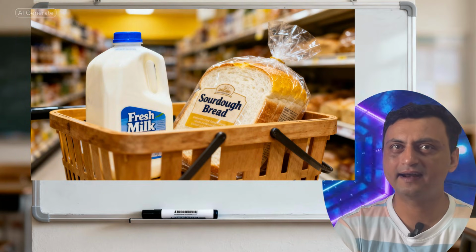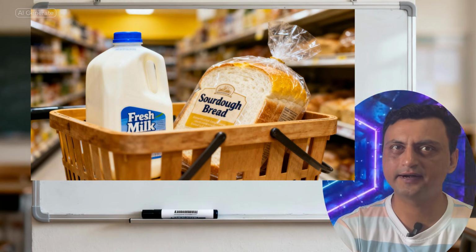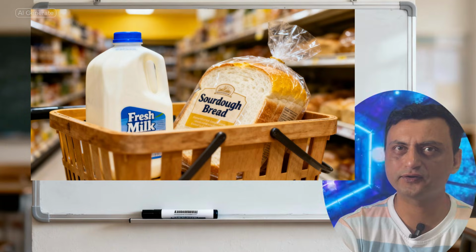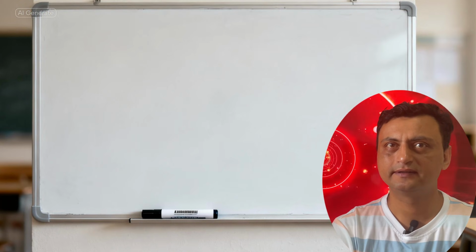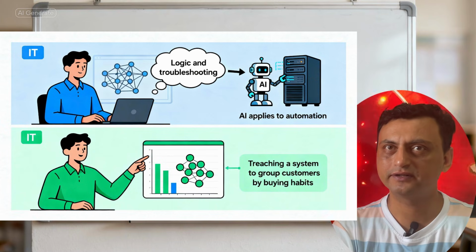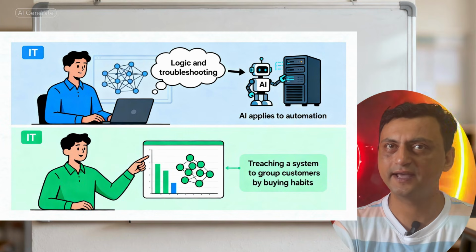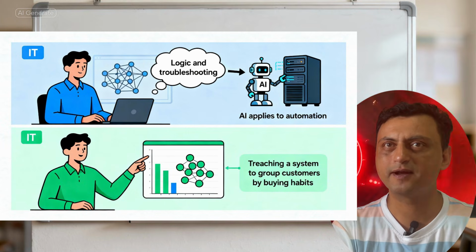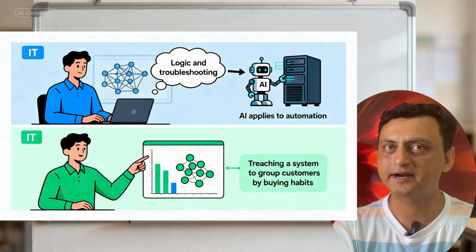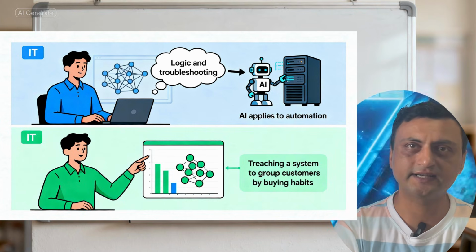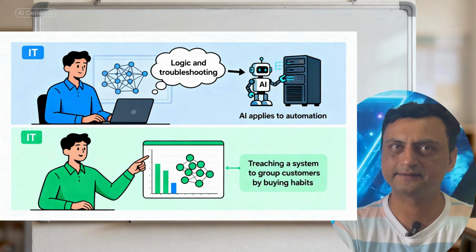Example 2, daily life grocery shopping. AI can predict which products like milk and bread you might buy next week based on your past purchases. IT background example: if you have worked in system administration or networking, you already know logic and how a system works. So AI is just applying that to automate decisions. For non-IT examples, if you are in marketing or business, think of AI as teaching a system to automatically group customers by their performance or buying habits.